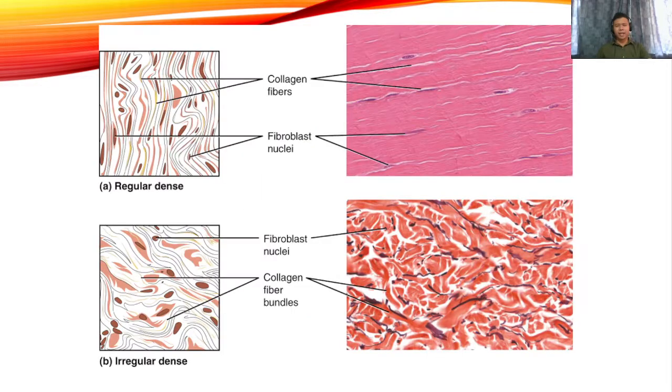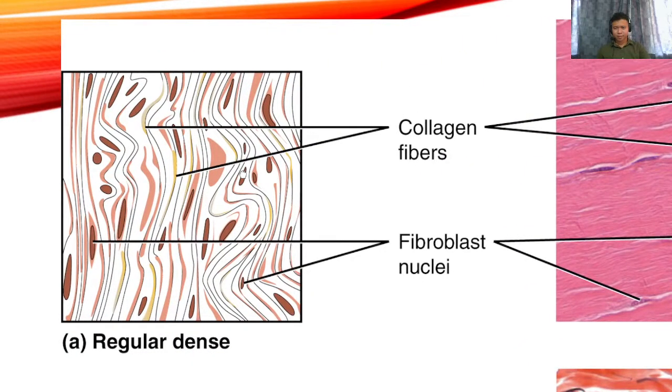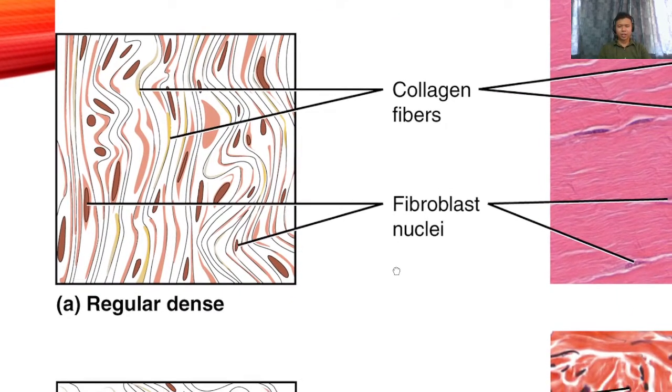Moving forward, collagen fibers look like this one. These are usually the fibers, the curved lines which link the muscles together, which link the skin together, under regular dense connective tissue.